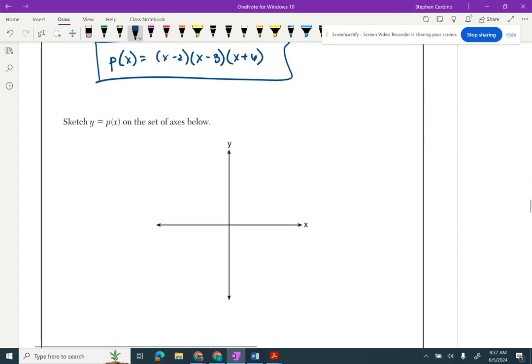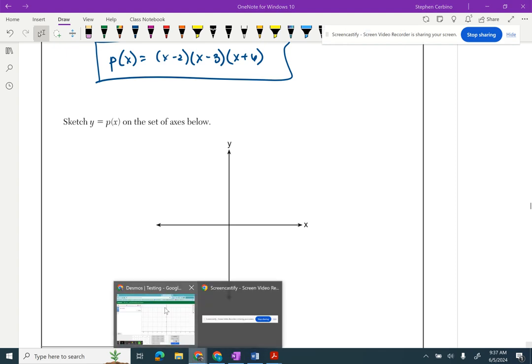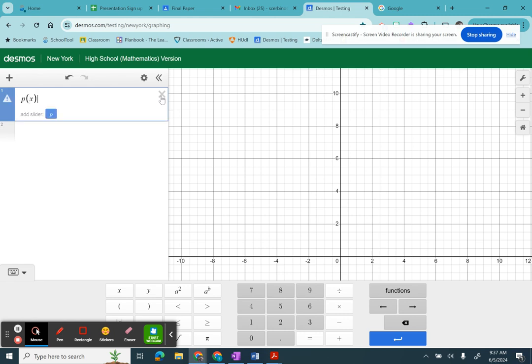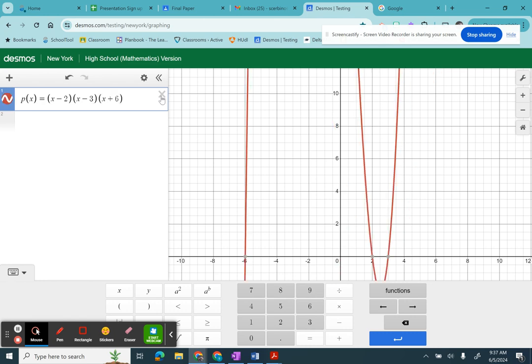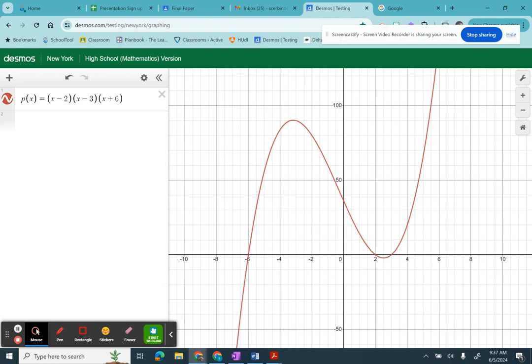The next thing asks us to sketch this graph. So on a good sketch, you need to show me the x-intercepts and the y-intercepts, and you need to show me what the end behavior looks like. So the nice thing here is because it's a graph, you can graph what you just came up with. If you go to Desmos, you can graph p of x is equal to, and just put it in factored form, x minus 2 times x minus 3 times x plus 6. You could scale it so you could see what it looks like. You could see the end behavior. And if you click the graph, you should be able to see all of your key points. You could even show the minimums and maximums if you really wanted to do it.